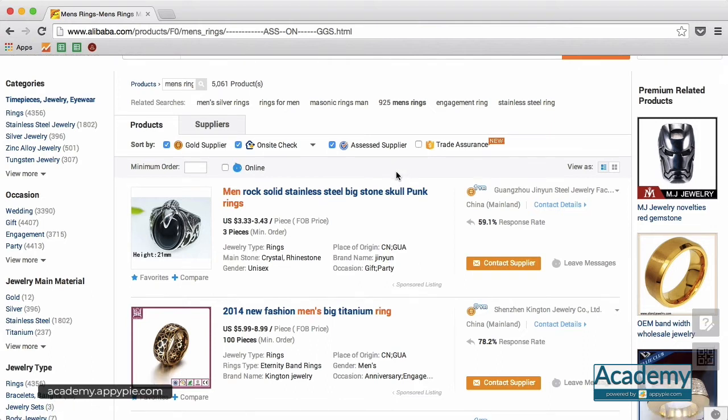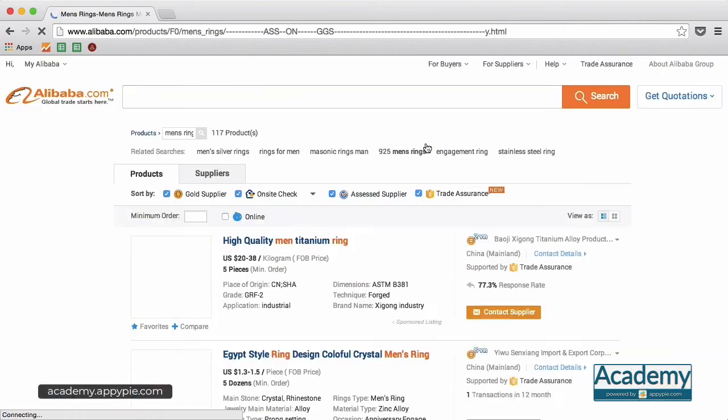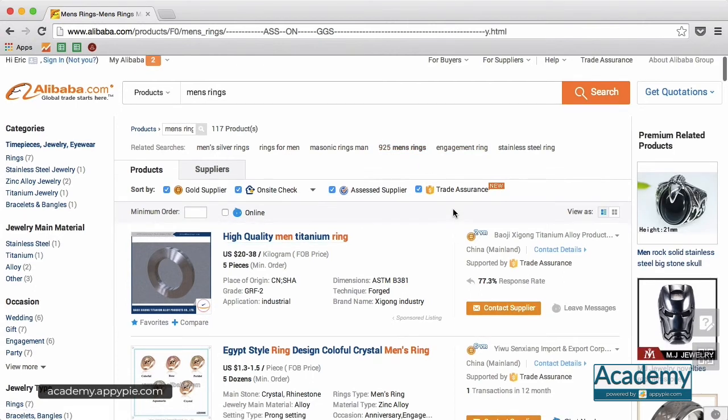Now you have another option, which is a new one, which is trade assurance. And the idea is suppliers that have been certified with trade assurance have order quality and timely shipment. So that's a great option to check, but the problem is since it's so new, not that many suppliers have this certification. So as you can see here, right now there's 5,000 products listed, but when we click on trade assurance, we know we're getting even higher quality suppliers, but there's only 117 products available.